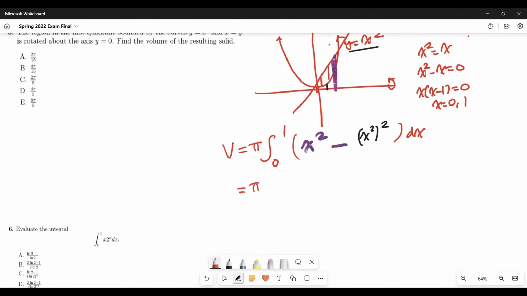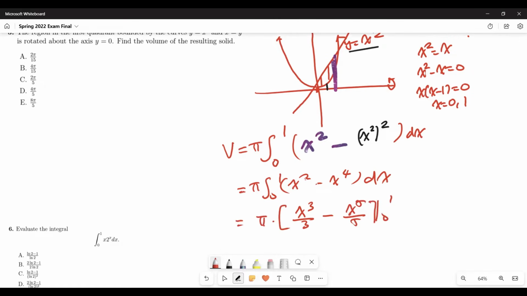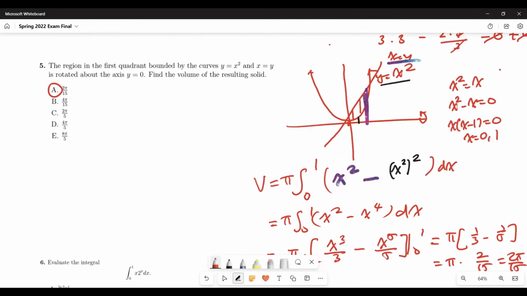So this is pi, 0 to 1, x squared minus x to the 4th dx. This is x cubed over 3 minus x to the 5th over 5, 0 to 1, times pi. So this is pi times 1 over 3 minus 1 over 5, which is pi times 2 over 15. So this is 2 pi over 15. So the answer for this question is A.